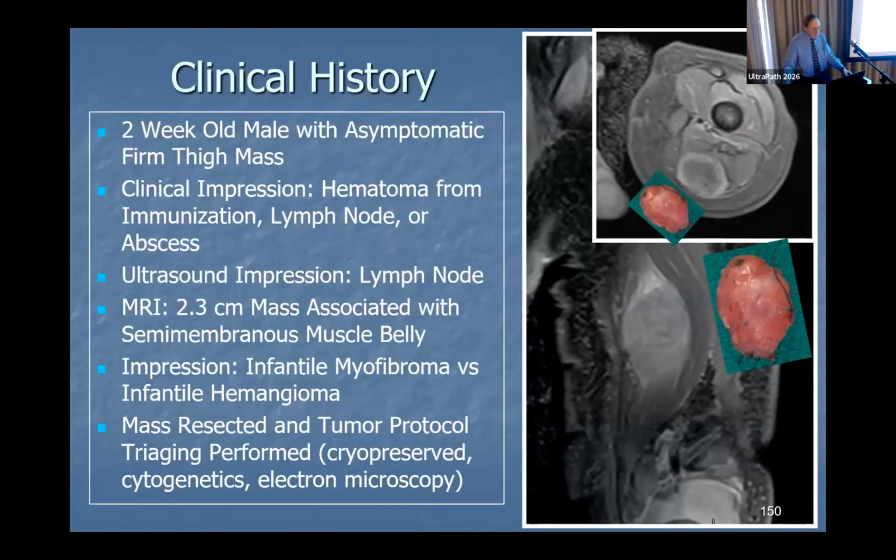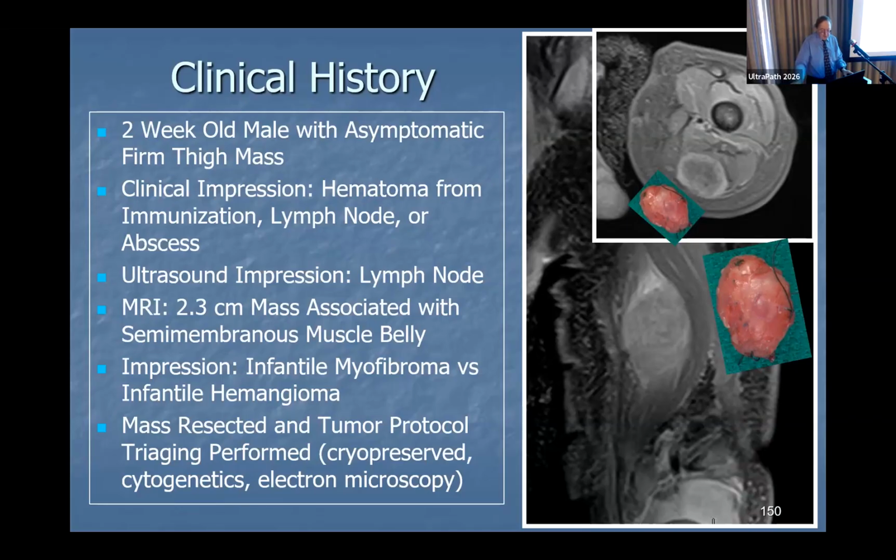Okay. So we'll go on to this particular case. This is a 2-week-old male with an asymptomatic firm thigh mass, and you can see the imaging on the right-hand side. And next to that, I put the gross specimen that we received. The clinical impression was that it was a hematoma from immunization or lymph node or an abscess. And the ultrasound impression was basically lymph node. So it was about 2.3 centimeters in size. It actually was associated with a semimembranosus muscle.